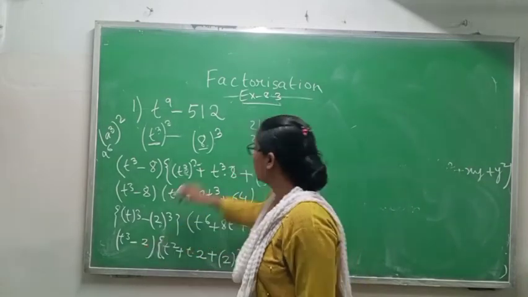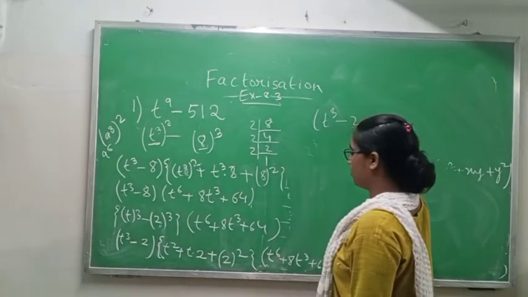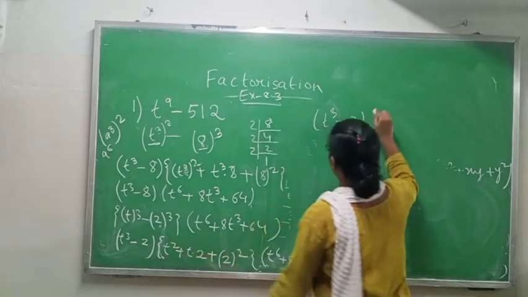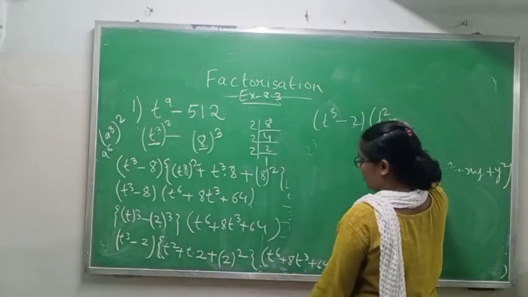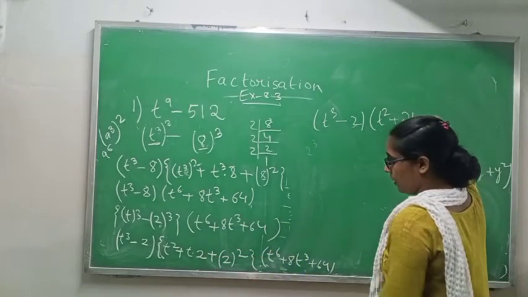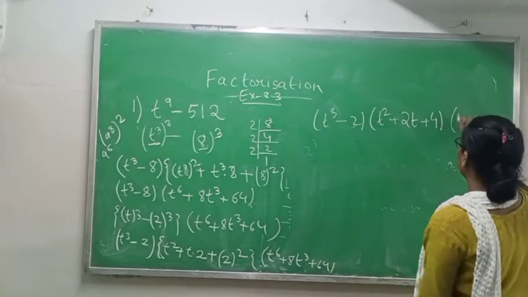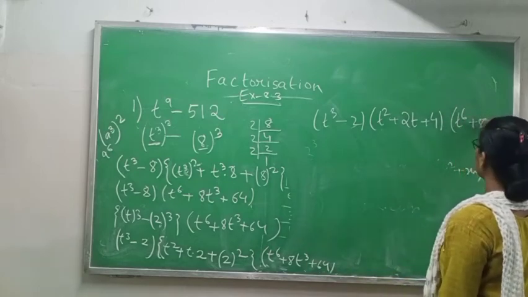Now this one, you will not be able to solve further. So you will write t to the power 3 minus 2. Here t square, write t square plus t into 2, means 2t, plus 2 square will give you 4. Now this one you will write as it is.